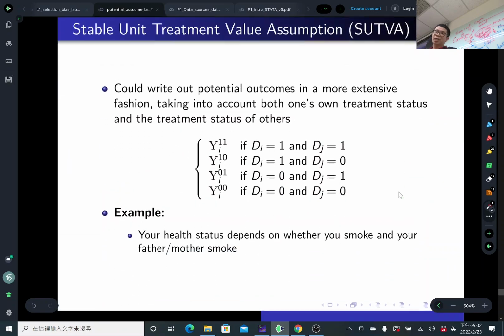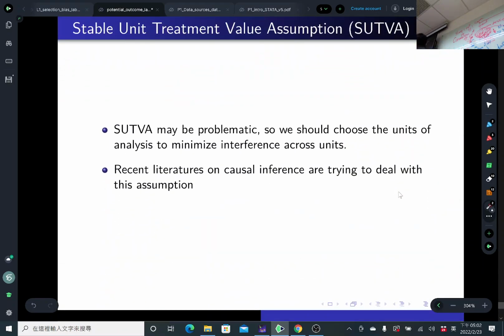But so far, actually, we will keep this assumption. It's maybe problematic, but until now, statisticians or econometricians or economists cannot really deal with this problem. Okay? But recent literature is trying to deal with this, trying to make this assumption weaker.